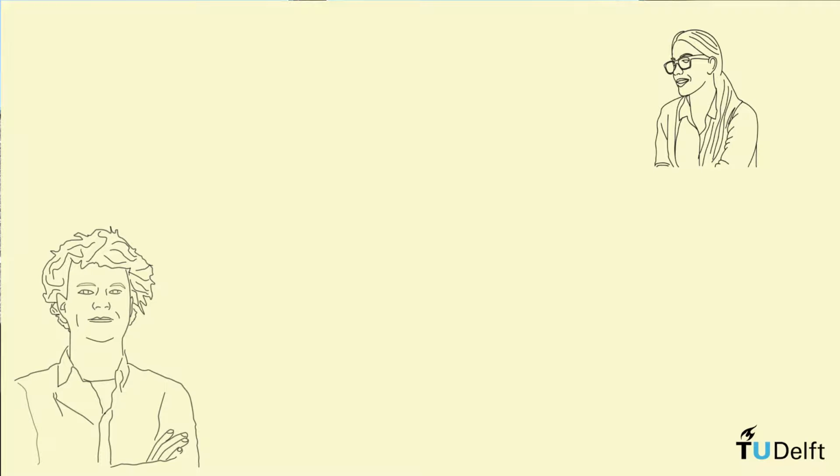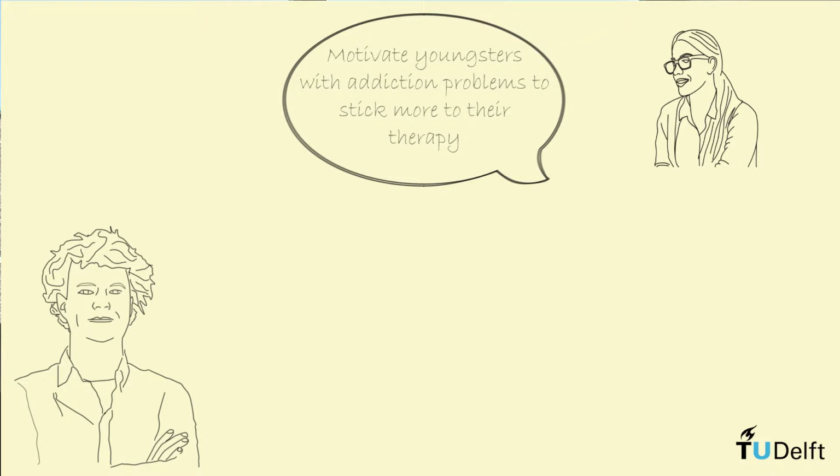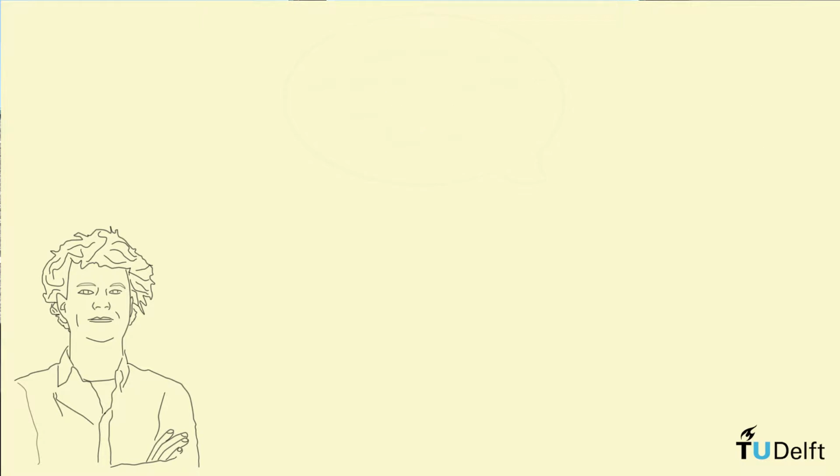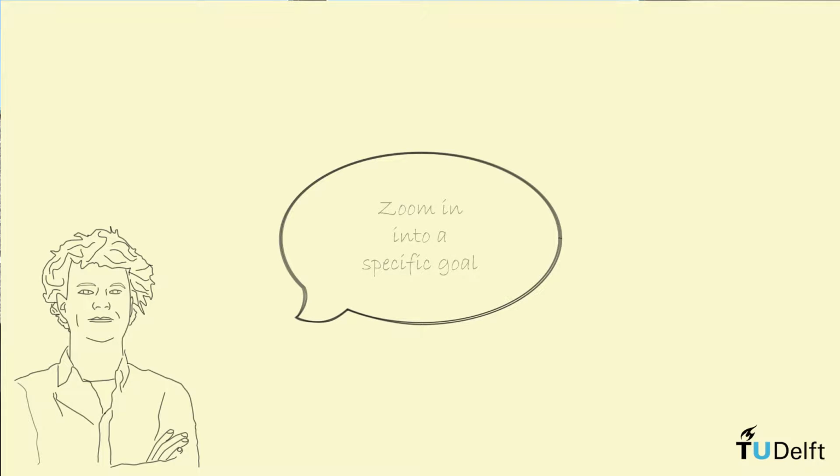a substance use addiction therapy institute came to us to ask if we could design something that would motivate youngsters with addiction problems, who were on drugs mostly, to stick more to their therapy. So therapy adherence for youngsters in addiction care, that was the context. Then we first discussed the transfer effect. What is exactly what you want to achieve? Do you really want all these youngsters to never touch drugs in the rest of their lives? Then we can't help you, or at least we don't know if we can help you. But we can help you if we zoom in on a specific goal together.